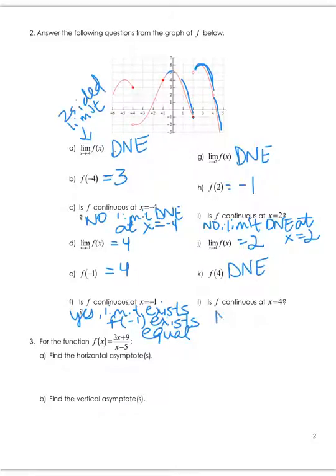So is it continuous? No. F of 4 does not exist. So therefore, it can't be continuous, okay?